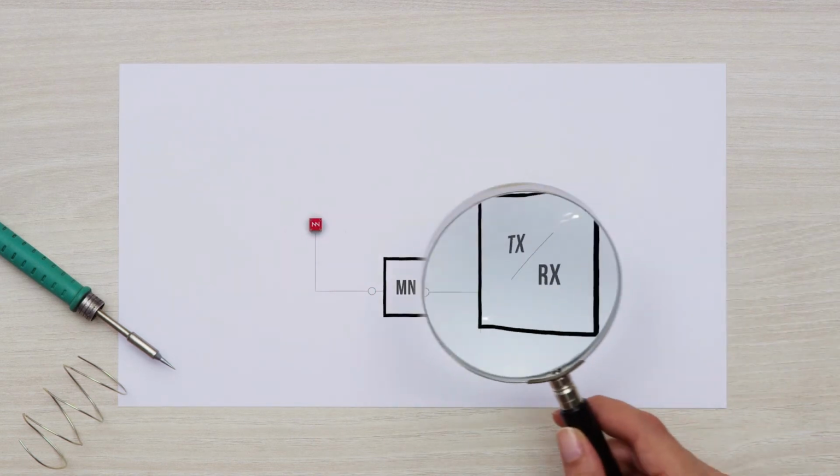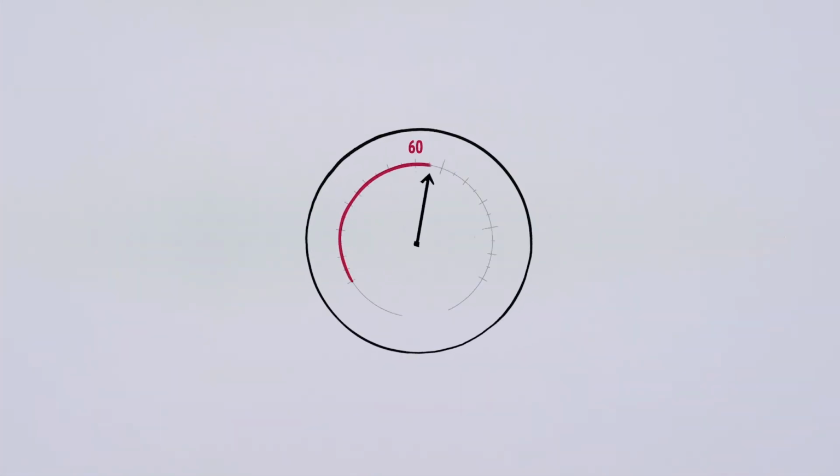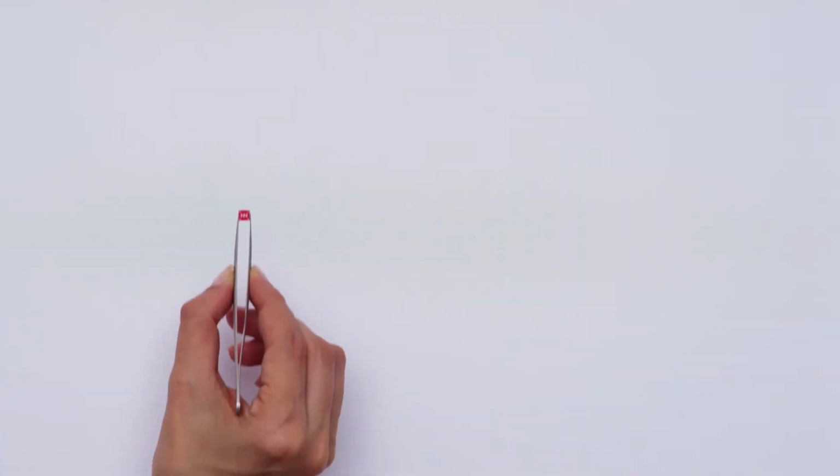But what exactly is a matching network? It's a specific combination of inductors and capacitors to obtain 50 ohms of antenna impedance. In only 3 steps, you can design a basic matching network.